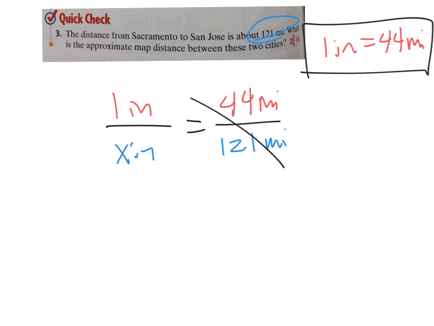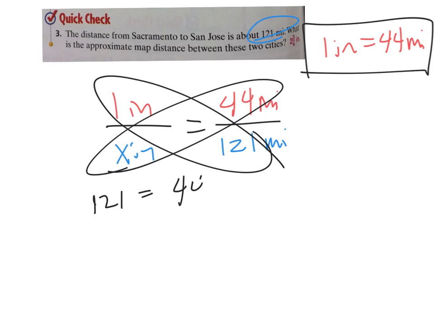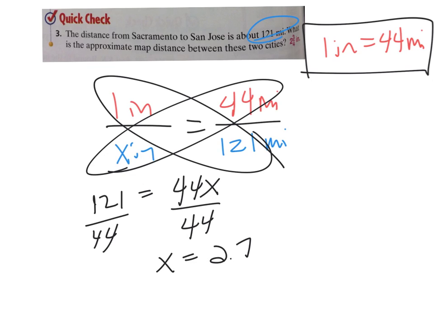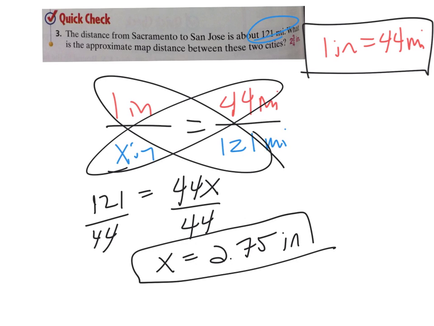So a little bit of cross product fun here. 1 times 121 is 121. X times 44 is 44x. Divide off that 44, and we find that x is 2.75. Don't forget to label it. In this case, it's inches because we're looking for the distance on the map itself.